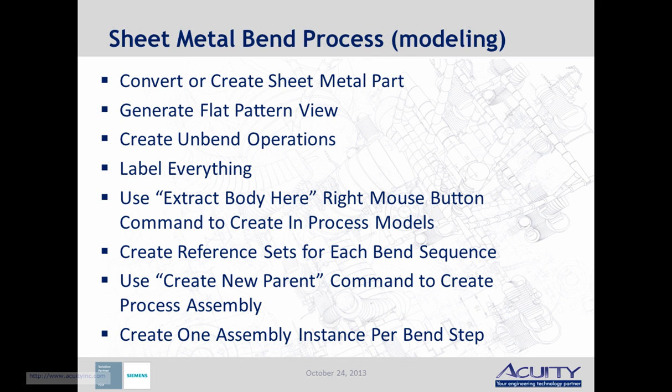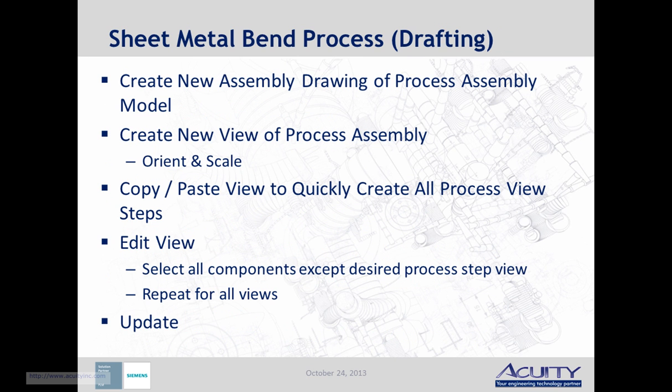Use the extract body here command to create in-process models. Create reference sets for each bend sequence. Then we're going to create a new parent to create a process assembly. And we'll create one assembly instance per bend step. On the drafting, we'll create a new assembly drawing of the process assembly model. We'll create the new view of the process assembly, and we'll orient and scale at that point.